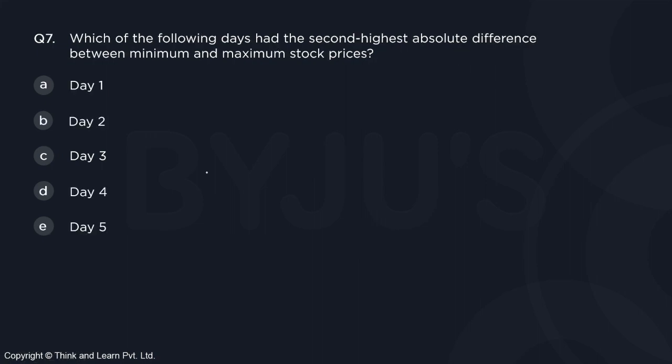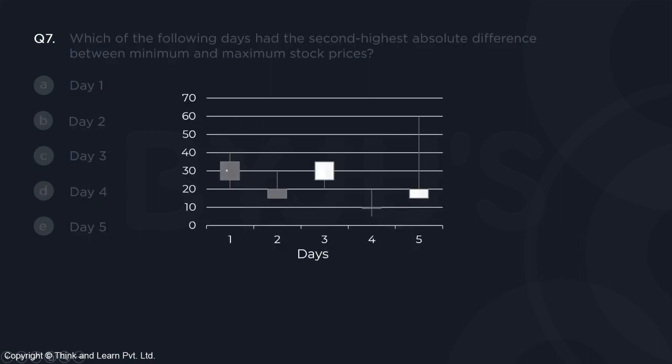Next question: which of the following days had the second highest absolute difference between minimum and maximum stock prices? Minimum and maximum stock prices are basically the ends of the line. So here the difference is 40 minus 20, which is 20. Here the difference is 30 to 15, which is 15.